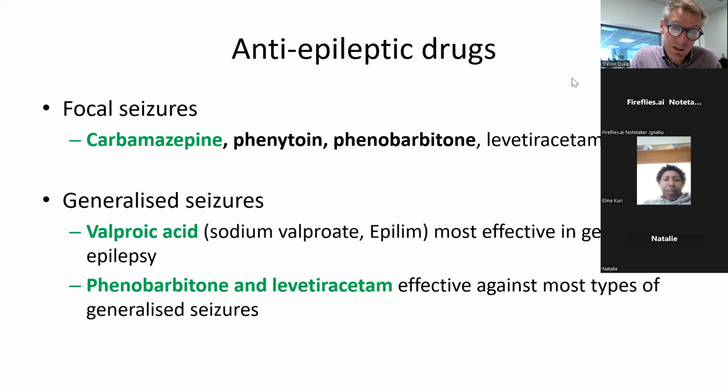If a child's got generalized seizures, then there's no doubt that sodium valproate is the best treatment for that. But also phenobarbital is a good treatment, but it has more side effects than sodium valproate. Sodium valproate has some side effects, but usually not as significant effects on development as what phenobarbital does. Levetiracetam is virtually free of side effects. It's a very safe drug, but it's not always available.